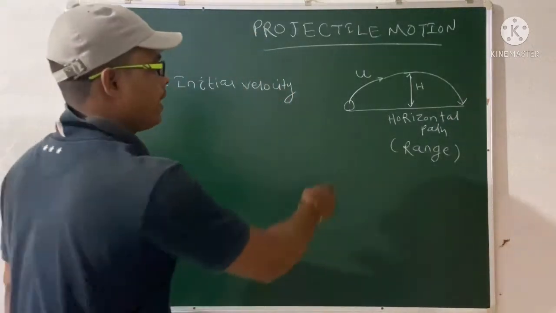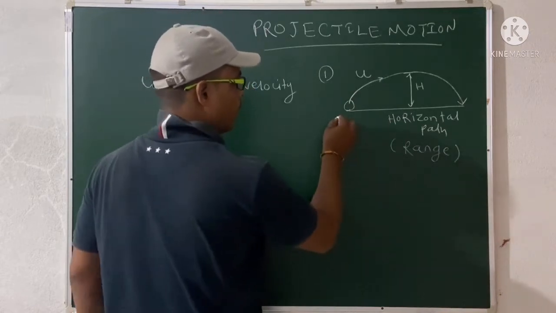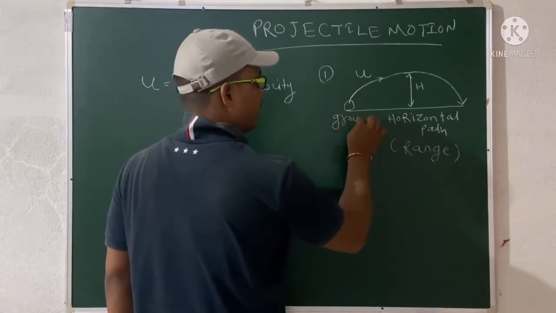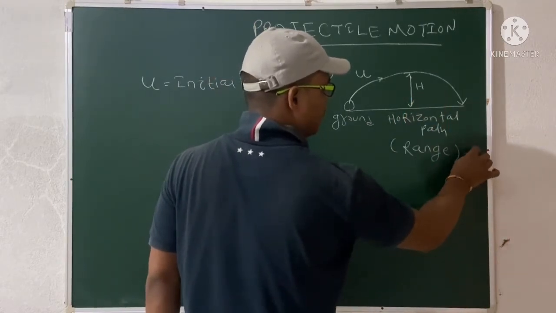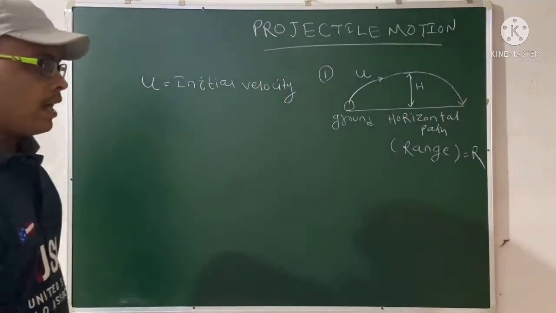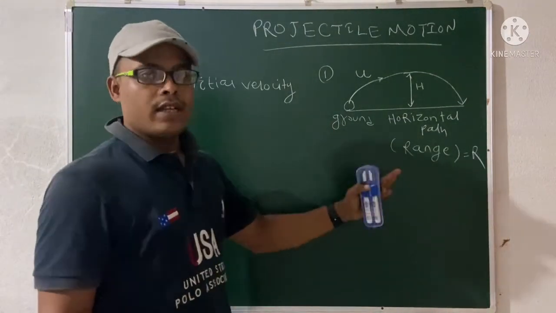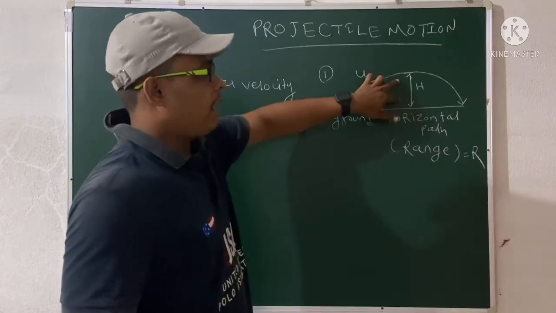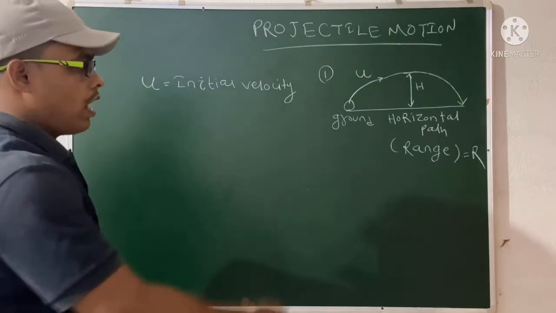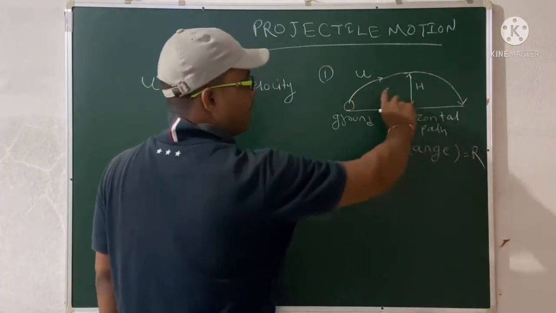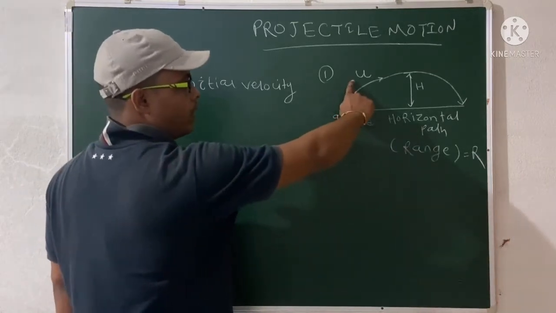So this is one system of projectile motion, where the body is thrown from the ground. This is the ground level, and it will reach a maximum height. This is the horizontal range. What is R? R is the horizontal path, and the maximum is its range. The maximum height is h. R is the horizontal path, how much distance the ball will travel, and h is the maximum height. u is the initial velocity.